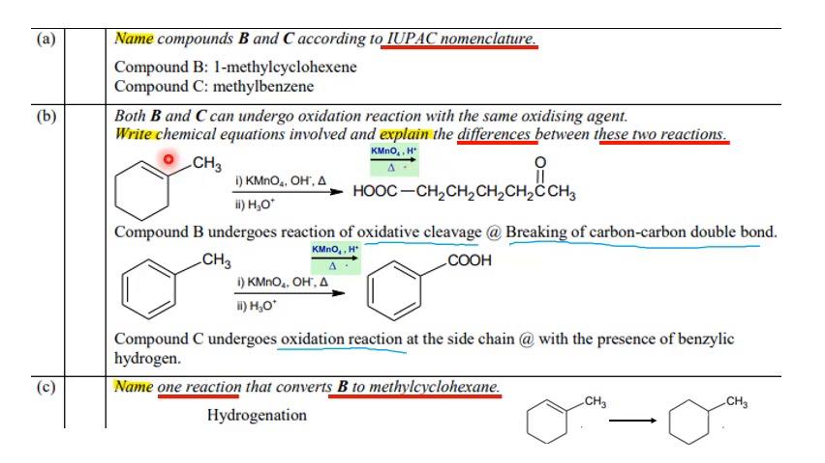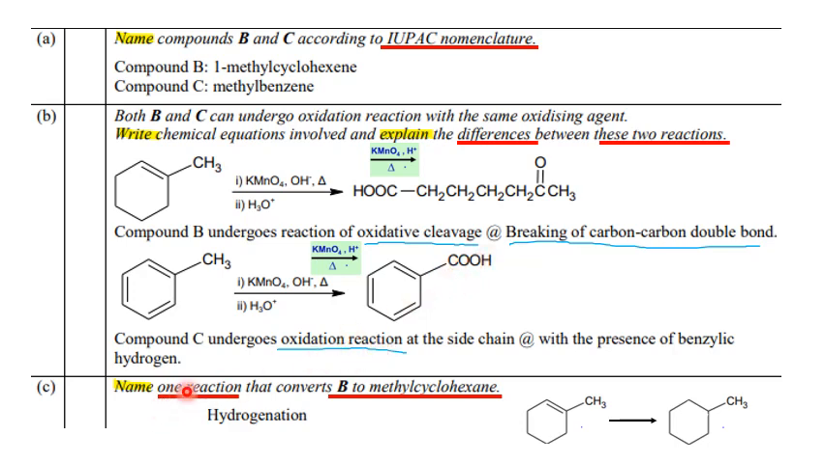Look at here. When the alkene reacts with the oxidizing agent, you break the bond over here, and here will form double bond O, double bond O. You check, is there any hydrogen over here? Yes, so this one will continue to become a carboxylic acid. So that's why this area is COOH. Another area is C double bond O, CH3, and then CH2, CH2, CH2, CH2. So compound B undergoes oxidative cleavage, which is breaking of the carbon-carbon double bond. For methylbenzene, it will undergo oxidation to benzoic acid. So this is an oxidation reaction.